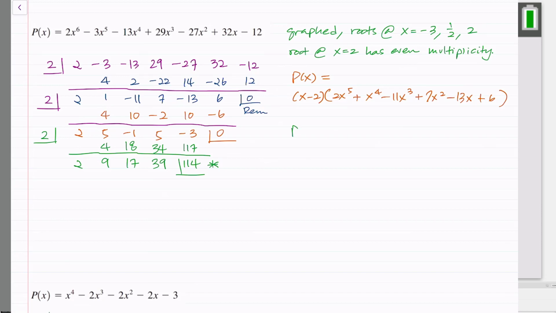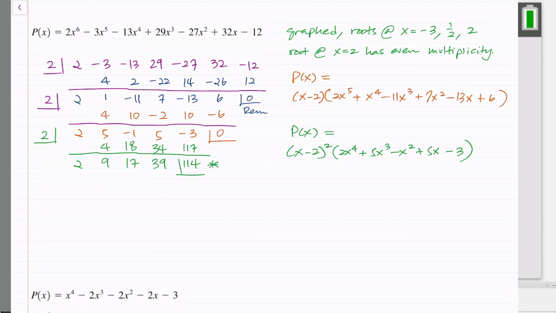So what I have now is that P of x is going to be equal to x minus 2 quantity squared, right? Because we found out that the multiplicity of the root at 2 is 2. And then as far as the rest of it is concerned, I'm going to have 2x to the 4th power plus 5x cubed minus x squared plus 5x minus 3. And that's as far as I can go with the root at 2.